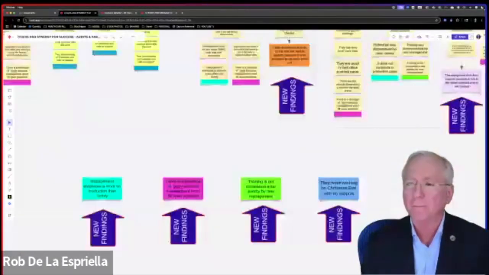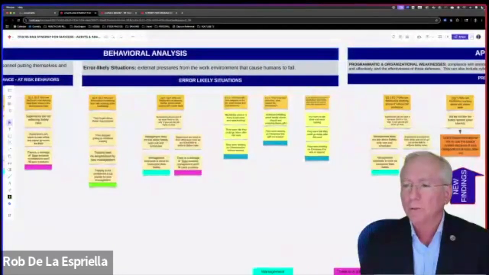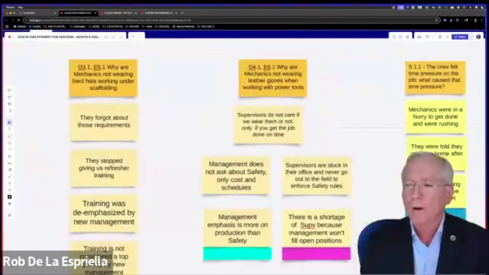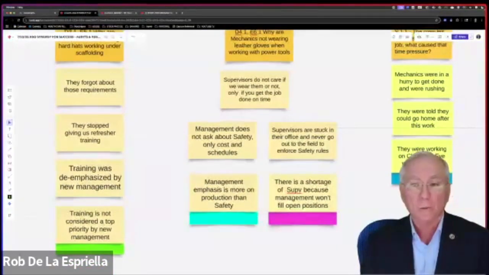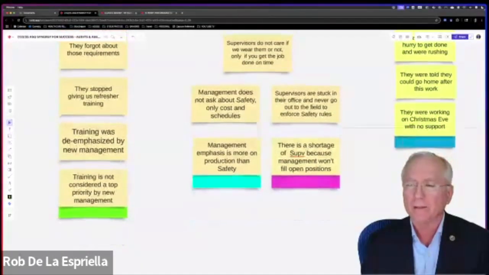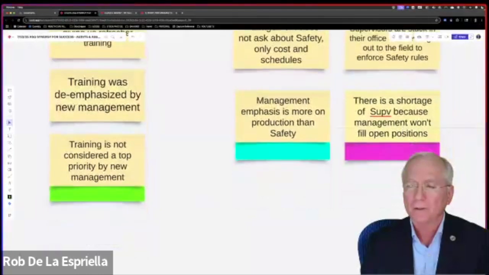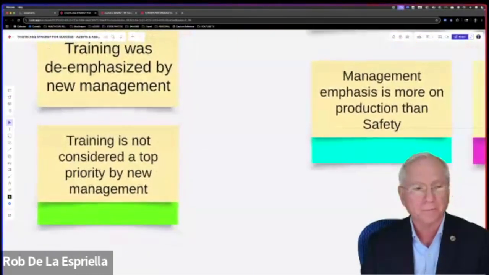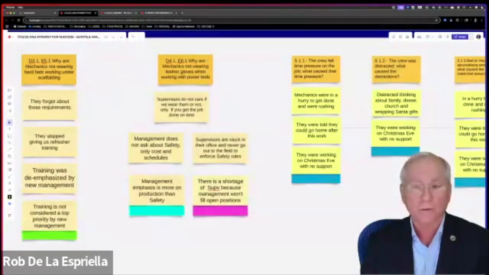That is a great finding. Let's go on. So if we look a little bit further here, why aren't there working hard hats under scaffolding? Well, the answers we got here led us to understand that we don't get refresher training anymore. That's been de-emphasized, and training is no longer considered a top priority. We would love to know why, and that's where the finding lies.